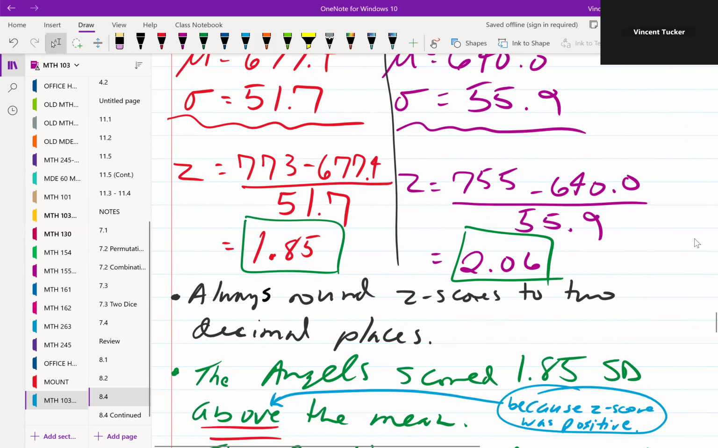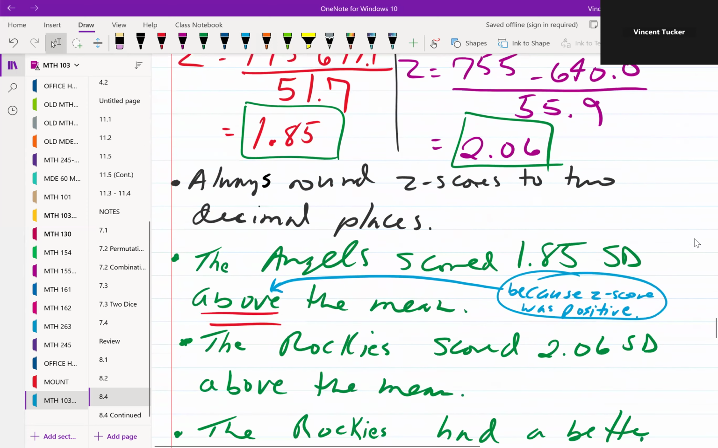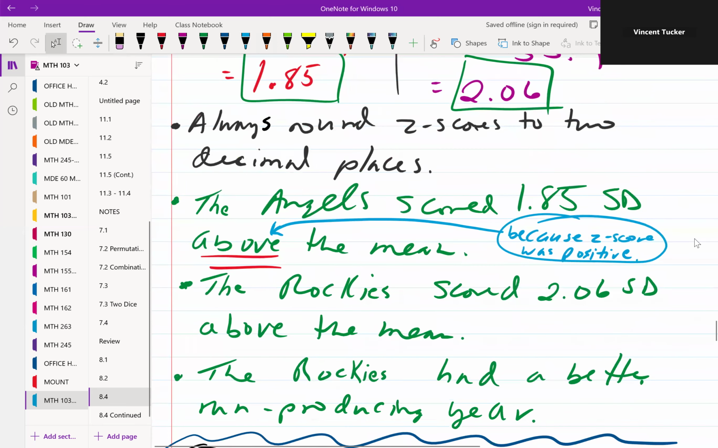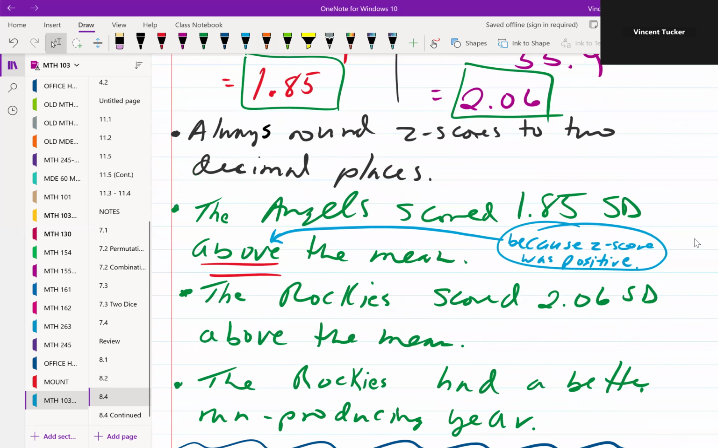All right, so our statements based on the information that we just calculated. The Angels scored 1.85 standard deviations above the mean. It's considered above the mean because it is positive. It is possible for your Z-score to be negative. A lot of Z-scores are positive, so that's considered above the mean. The Rockies scored 2.06 standard deviations above the mean. This means that the Rockies had a better run-producing year.